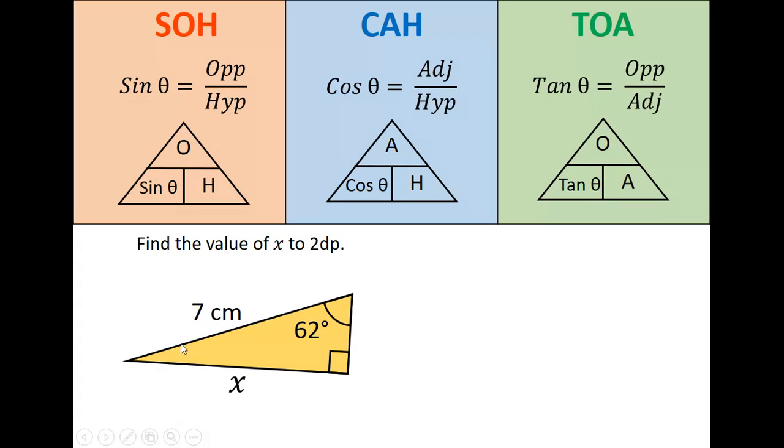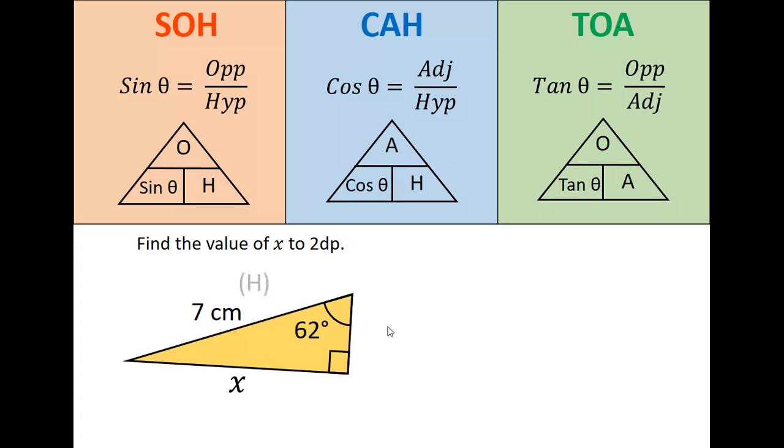Here is an example where we need to find out the missing side. The missing side here at the base is x. Notice I can't use Pythagoras theorem because I don't know one of the shorter sides. However, I can use trigonometry because I do know one of the sides and one of the angles apart from the 90 degrees provided. Now let's start labeling.